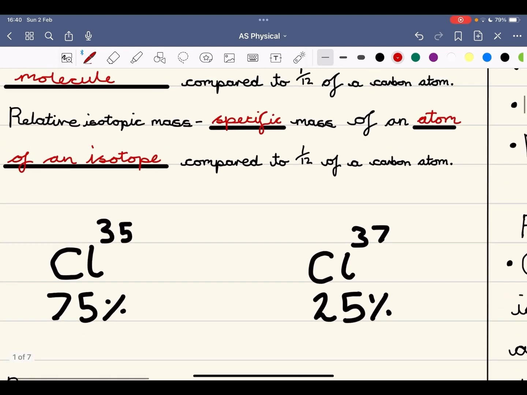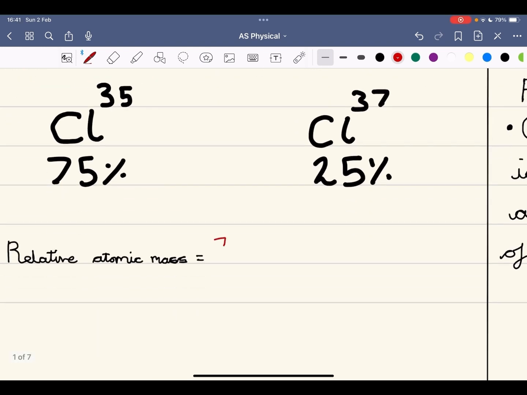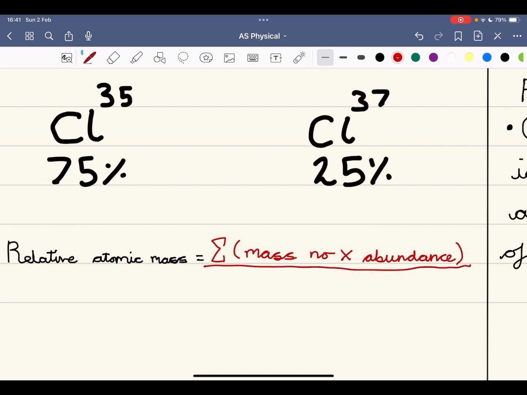And then here we have two different isotopes of chlorine, chlorine 35 and chlorine 37. So those specific masses are the relative isotopic masses, and then if we work out the average, that's the relative atomic mass. And to work out the average, we do the sum of the mass numbers times the abundance, all divided by the sum of the abundance. Okay.